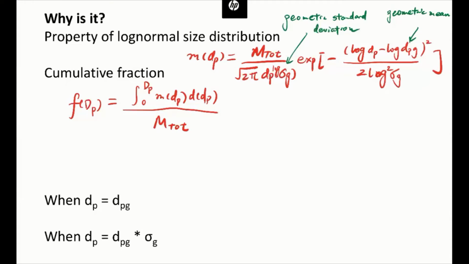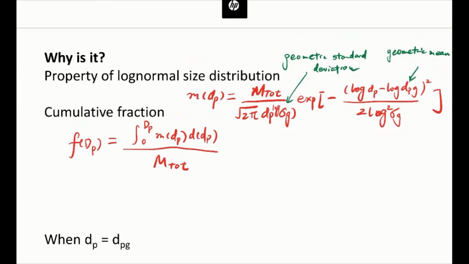So this is how we calculate the cumulative mass fraction. Basically, it's according to the definition. We have to integrate the area that's below the size distribution and divide that by the total area, or the total mass. So the total area will be the total mass, and then we just need to calculate the mass that's below a certain size. This is how we calculate the cumulative fraction.